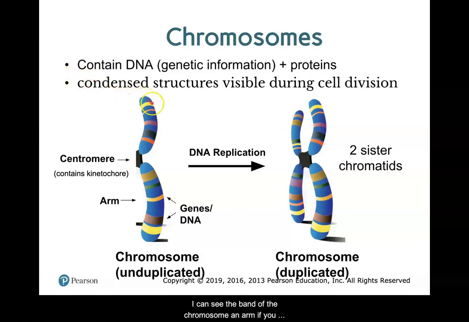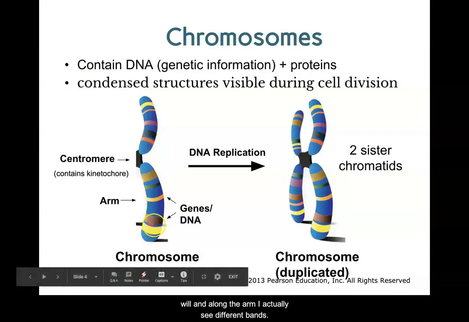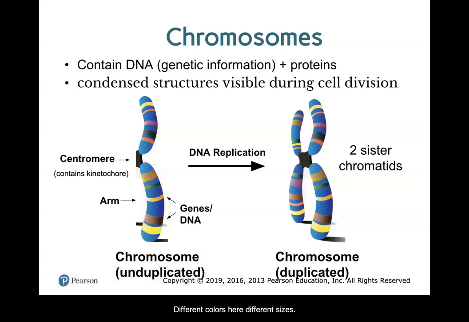Here on the chromosome, I can see the band of the chromosome, an arm, if you will, and along the arm, I actually see different bands, different colors here, different sizes. These are basically representing genes. They're different segments of the DNA that encode for something. We're going to learn more about that later. Here's a centromere, the part of the chromosome that's going to be where kinetochores are found and where sister chromatids attach. This is an example of an unduplicated chromosome.